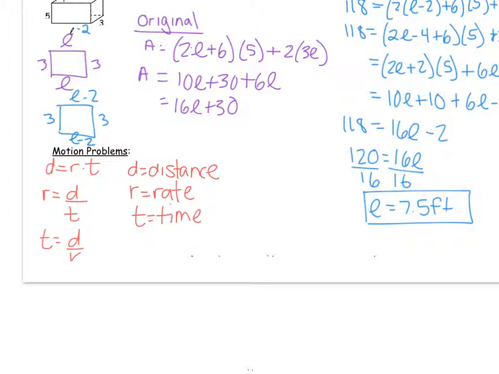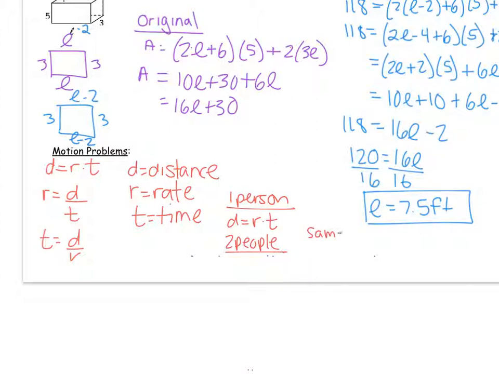Okay, now, it's not going to be quite as simple as just distance equals rate times time most of the time. If we're talking about a problem with just one person, then it will be that simple. Distance equals rate times time. If we're talking about two people, then we have to consider, are they traveling in the same direction or opposite directions?